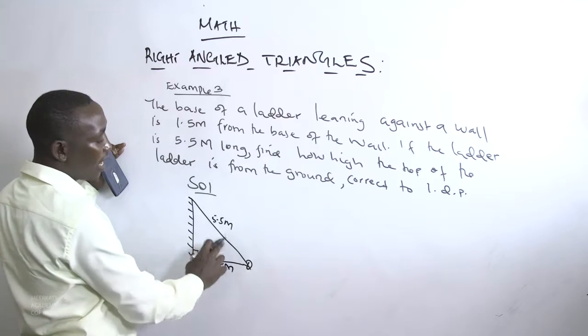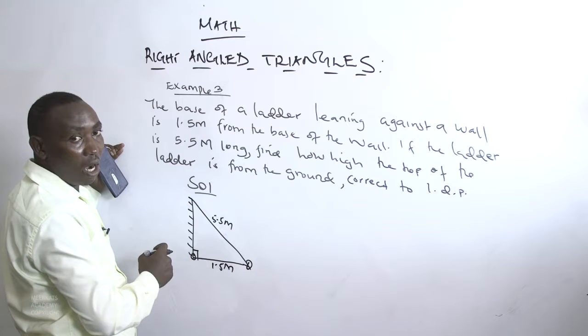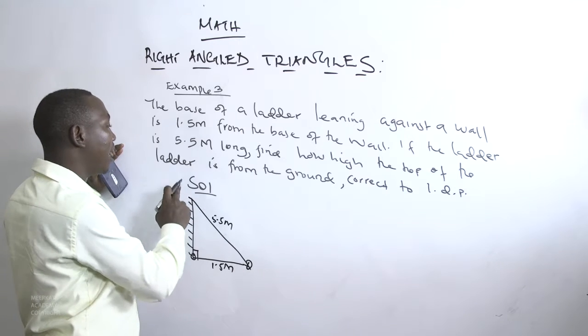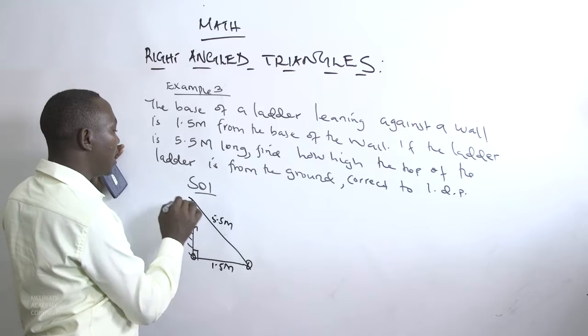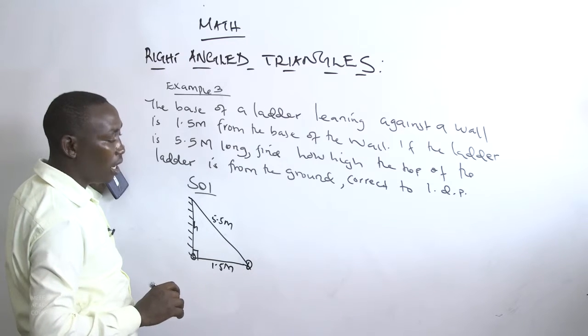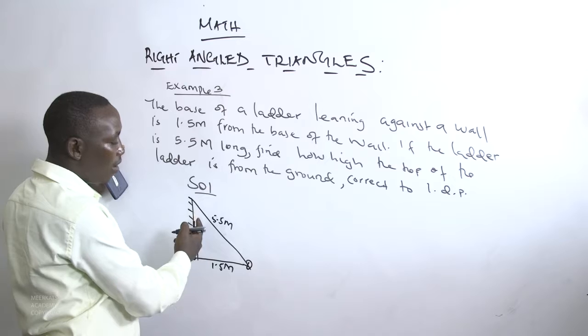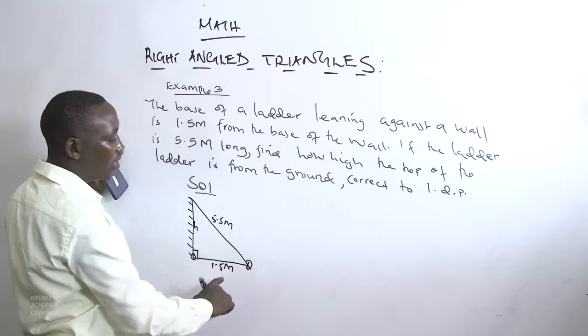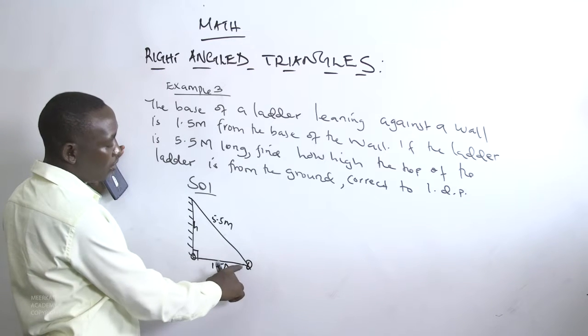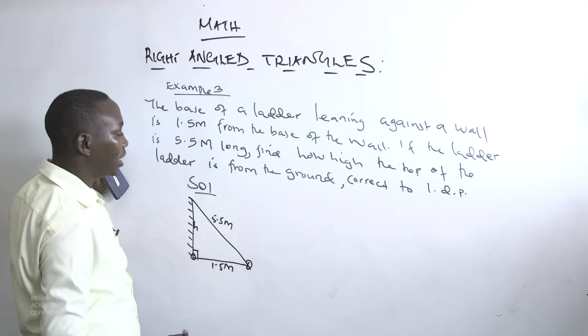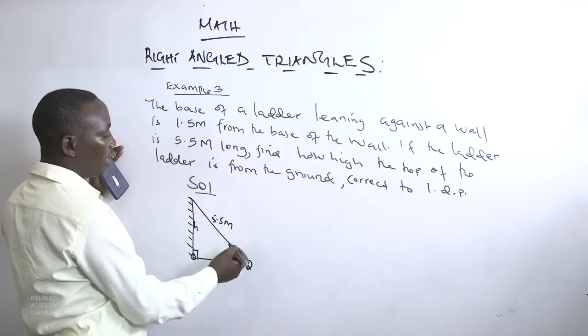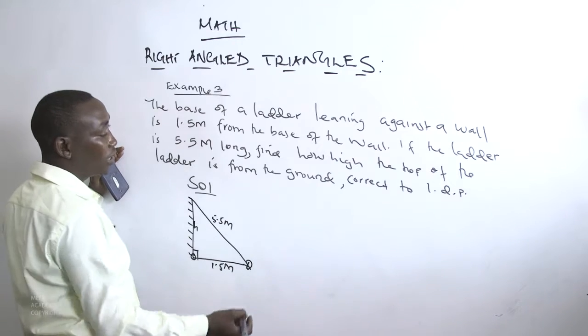So you'll find that the ladder leaning against the wall forms a right angle triangle of that particular nature. Now we need to find the height of this wall using the length of the ladder, and the base distance from the base of the wall to the base of that particular ladder. So in this particular case, we are looking for one of the shorter sides.